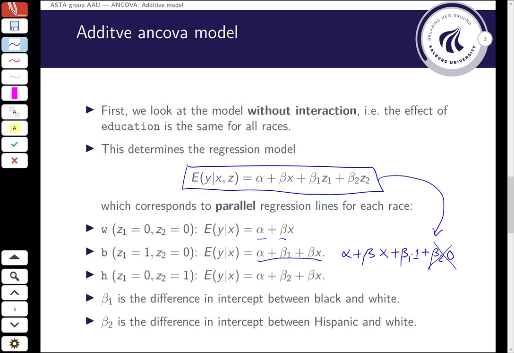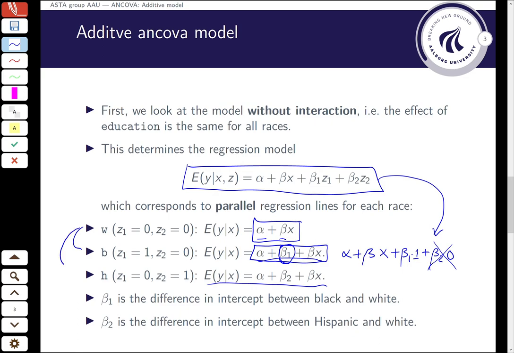And then in the exact same manner, if we put Z2 equal to 1 and Z1 equal to 0, then we get this expected relationship between the income and the years of education, given that it's a Hispanic person. And if we look at these equations, we can see that the difference between the equation for whites and blacks is simply the constant term, beta 1. So for any value of x, the difference between this equation and this equation is beta 1 all the time, right? So that's the only difference. So always there will be a difference between these two of beta 1. That's when we compare white and black.